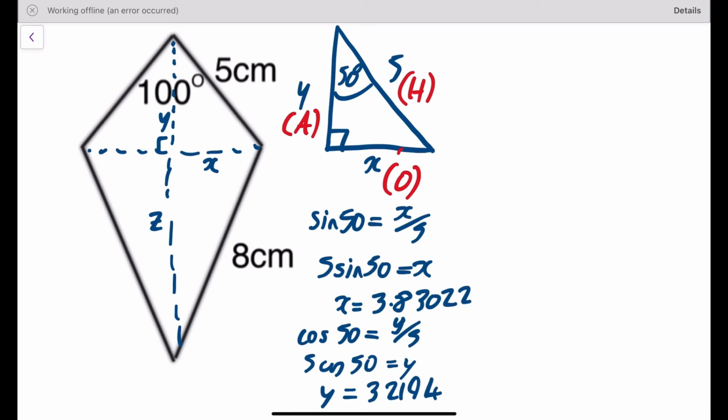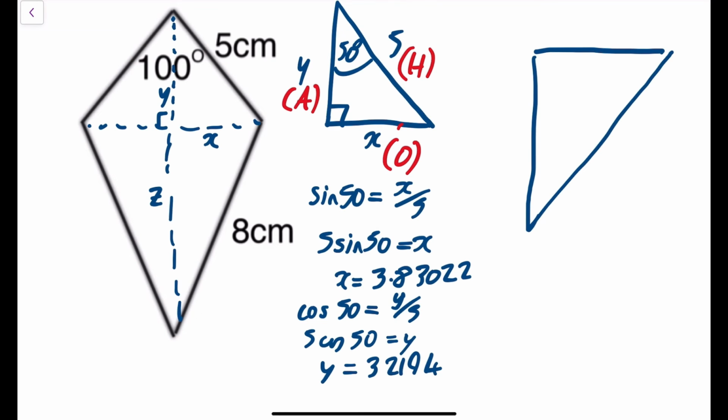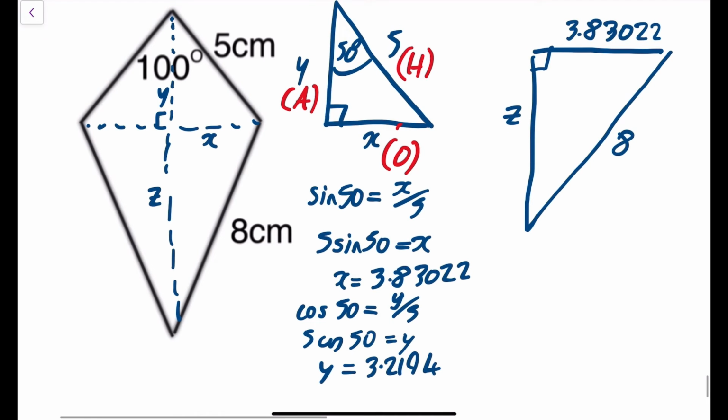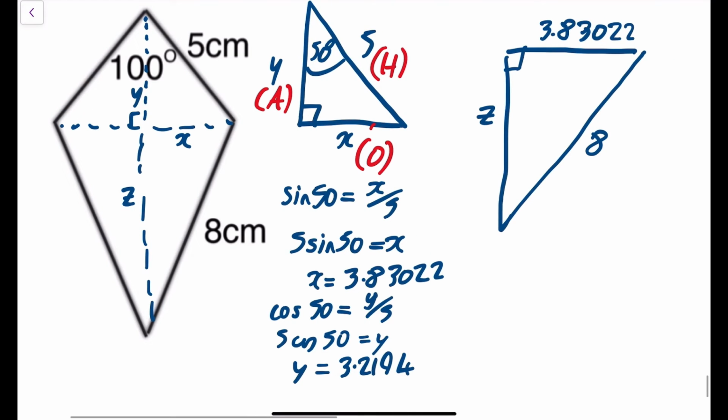Okay, the second triangle we don't have as much to do. This is my bottom triangle. That is 8 centimeters. And we don't know any angles here, but we do now know that the X was, and that's why I've worked this out in so many decimal places, 3.83022, and what we want to find is our Z. So instead of using trig this time, we're going to use Pythagoras' Theorem to do it. So I'm just going to say 8 squared, my hypotenuse, is equal to 3.83022 squared plus my Z squared.